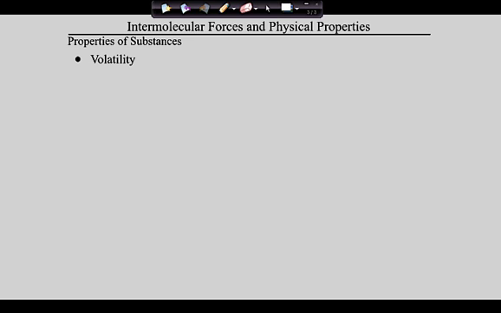So volatility means, can it evaporate? So guys, does water evaporate? Sure. Does methanol evaporate? Yeah. But here's the thing that's interesting. They don't evaporate with the same rate. So let me show you what we're talking about.